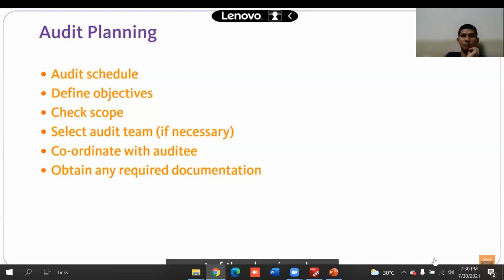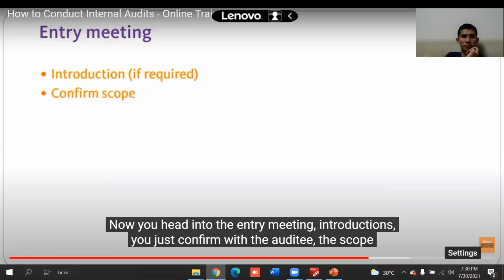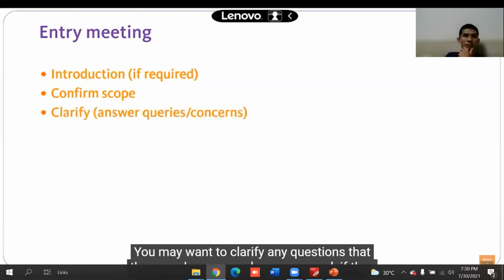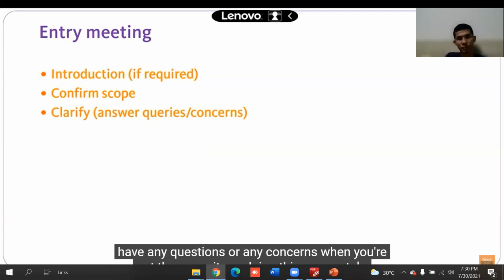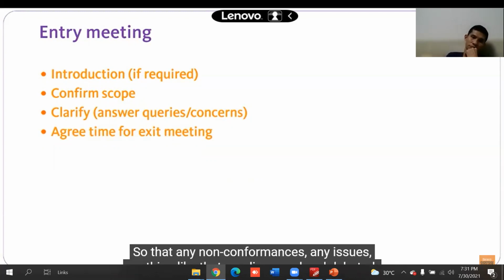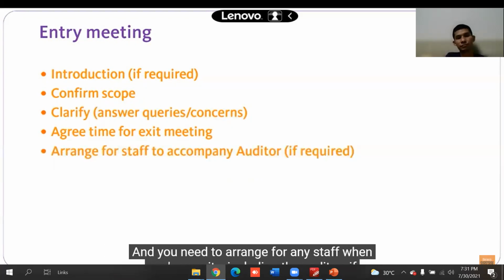Now you head into the entry meeting, so introductions. You just confirm with the auditee the scope that you're looking at. You may want to clarify any questions that they may have, so make sure you ask whether they have any questions or concerns when you're out there on site or doing things remotely. And then also agree on the exit meeting. When are you going to have the exit meeting, so that any non-conformances, any issues, anything like that are discussed and debated. And you need to arrange for any staff when you're on site, including the auditee, if there are any people available to escort you around the organisation.